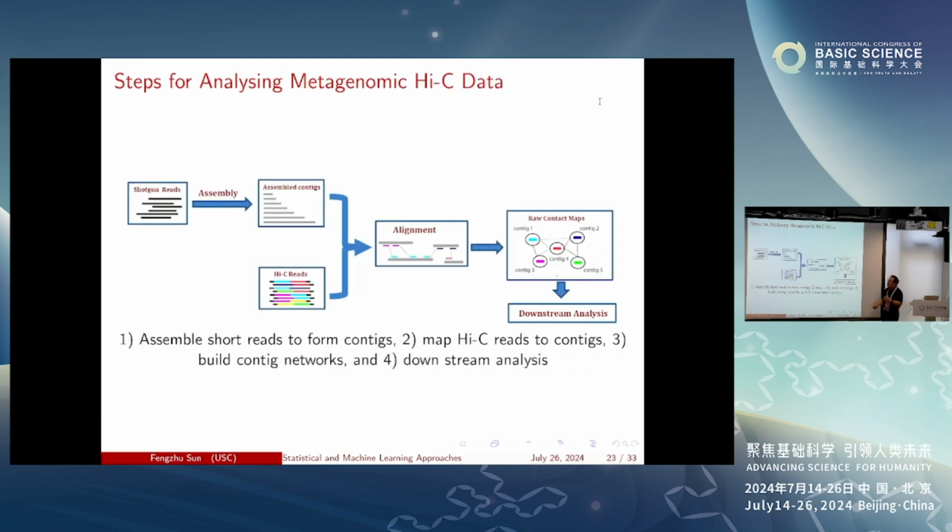And so our computational pipeline is the following. Now you have the short read data.